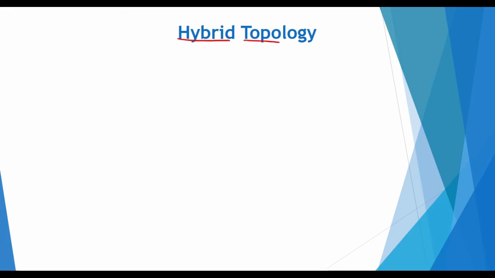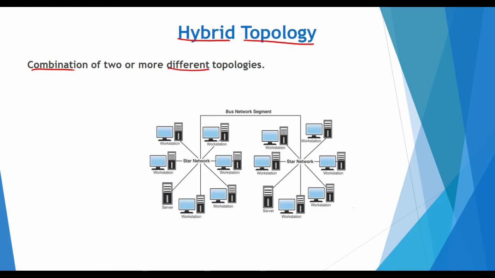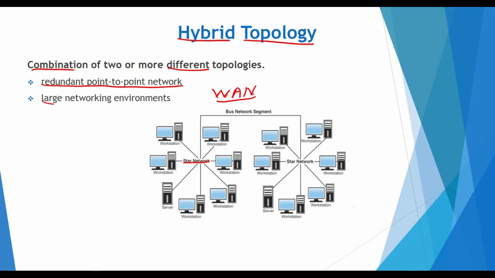Hybrid topology. Hybrid topology is the combination of two or more different topologies. It creates a redundant point-to-point network connection between only specific network devices. The hybrid mesh is most often seen in WAN wide area network implementations, but can be used in any network. Many of the topologies found in large networking environments are a hybrid of physical topologies. As you see in the diagram, an example of hybrid topology is the star bus, a combination of the star topology and the bus topology.